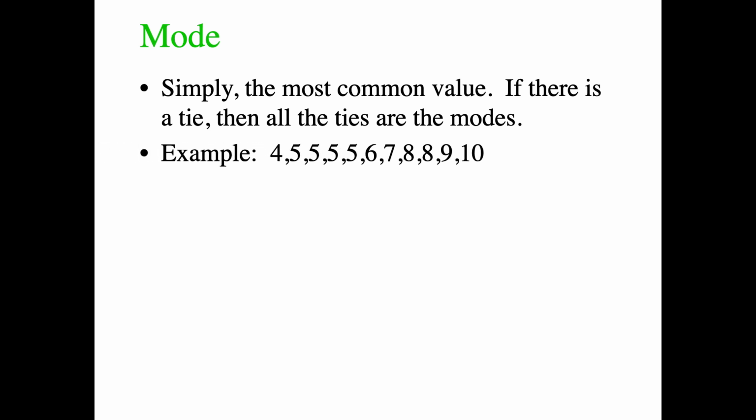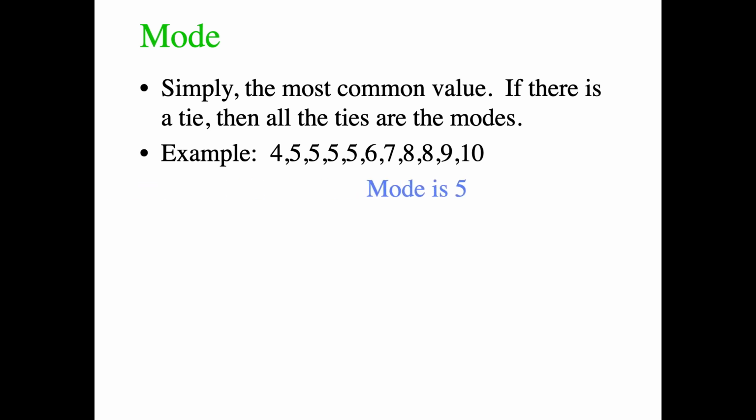So for example, let's say you have these numbers: 4, 5, 5, 5, 5, 6, 7, 8, 8, 9, 10. So the mode is the most frequent value. So you look through there and you could do a little tally count or look at the frequency count, and you can see that 5 is the most common number observed in this little sample. So that means that the mode is 5.